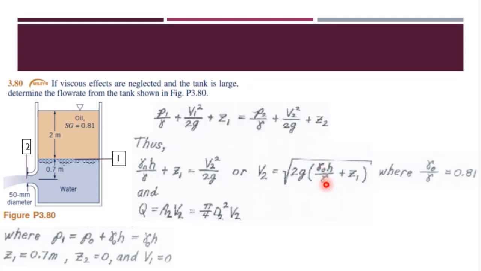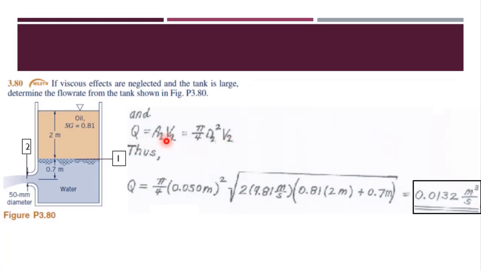Gamma naught over gamma, or gamma oil over gamma of water, is actually the specific gravity of the oil, which is 0.81. We are being given this over here in this figure as well. And then we can find the flow rate Q is equal to A2 into V2.